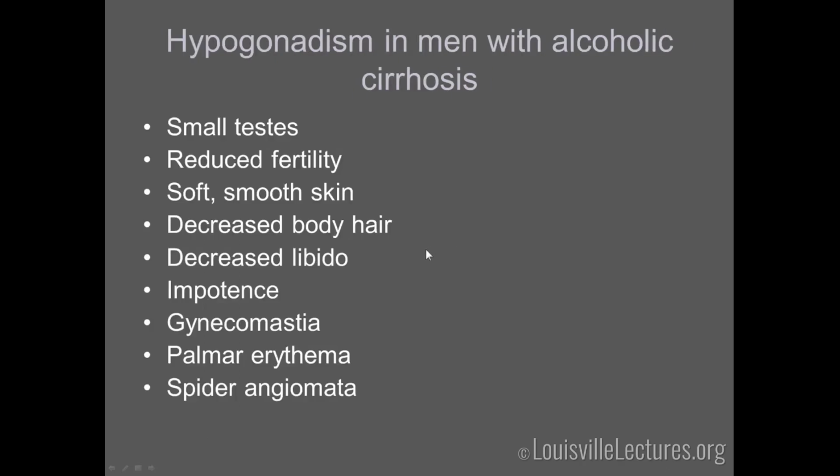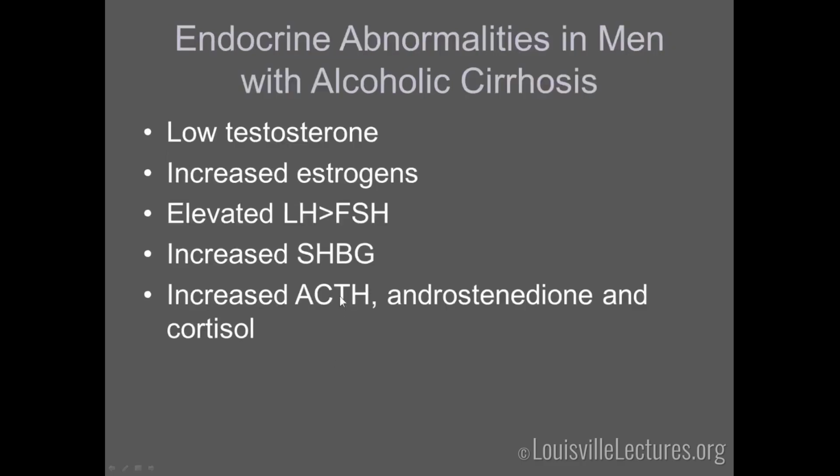Alcoholics notoriously have damage to the testes from the alcohol, which results in the testes being small and low fertility, the low testosterone, because they often have soft, smooth skin and decreased body hair. They have decreased libido and impotence. They make too much female hormones as well, so they have breast enlargement, palmar erythema, and spiders.